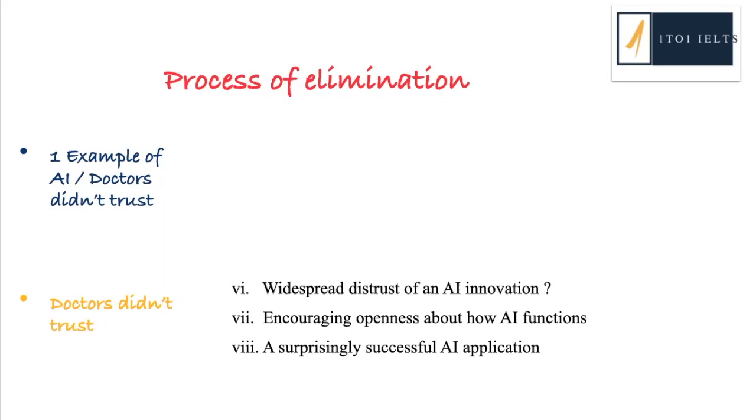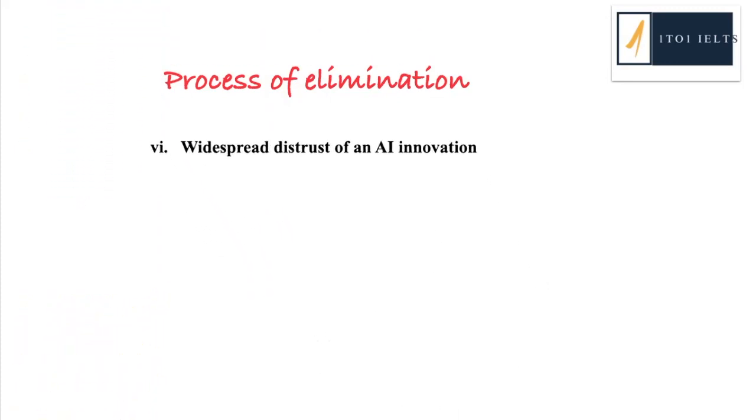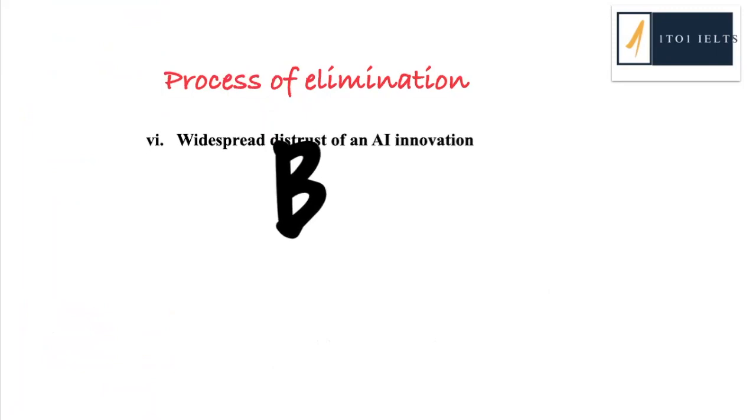Encouraging openness about how AI functions. There was no mention about this. So again, we can get rid of that. A surprisingly successful AI application. Well, it's definitely talking about one application, but this wasn't very successful. It was saying in the paragraph, it didn't work very well. So there's a lot of distrust. So again, this is not going to be relevant. We can see that section B is going to have heading number 6.